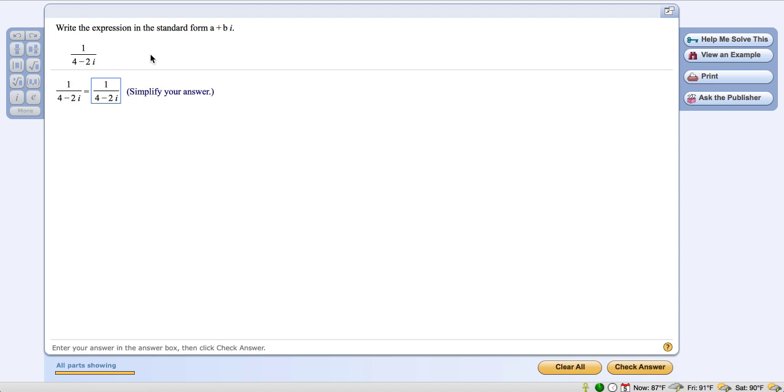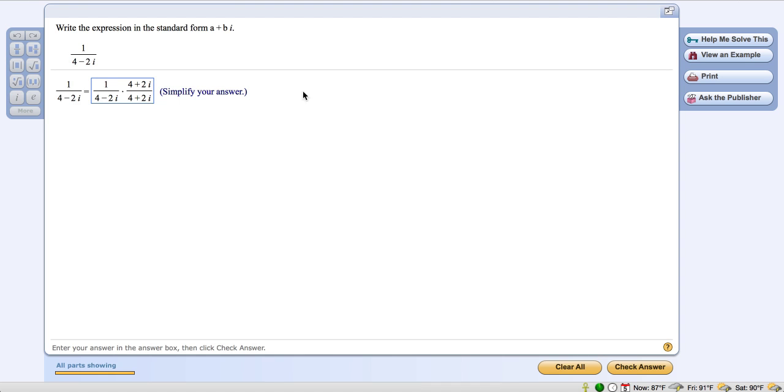Now, actually turning this back into a plus bi, that's 4 minus 2i, means finding the reciprocal, starting with 1 over 4 minus 2i. And the way we do that is we just multiply it top and bottom by the conjugate. The conjugate is reflection across the real axis.